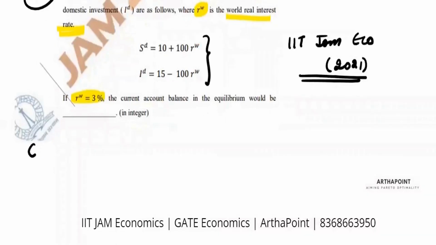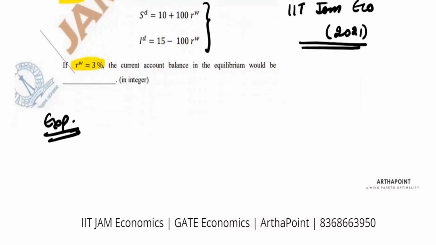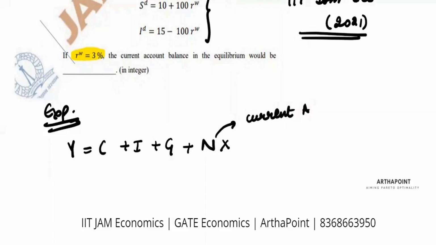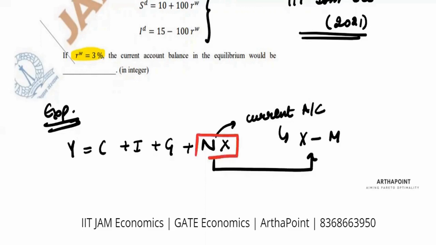I'm going to start by talking about the expenditure method. What does the expenditure method say? How do you calculate GDP? Y is equal to C plus I plus G plus NX. NX is basically my current account, isn't it? Because current account tells you export minus import, and NX also is export minus import. So ideally, my question is asking me to find out the value of this NX.